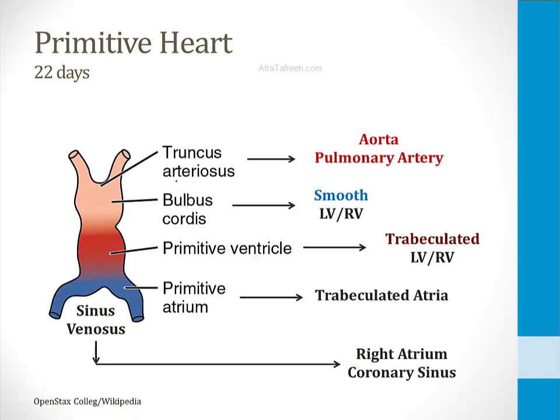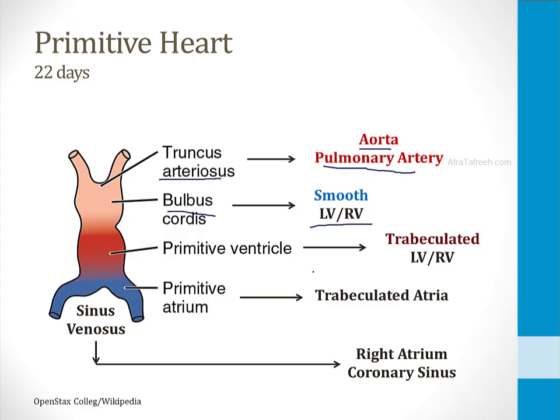The truncus arteriosus has the word artery in its name, and that can help remind you that in the adult heart, truncus arteriosus develops into the aorta, which supplies all our arteries, and also into the pulmonary artery, which has the word artery in its name. The bulbus cordis develops into the smooth portions of the left and right ventricle. I'll show you a picture of those in a minute.